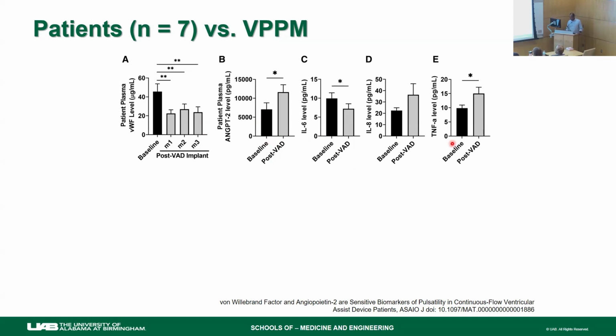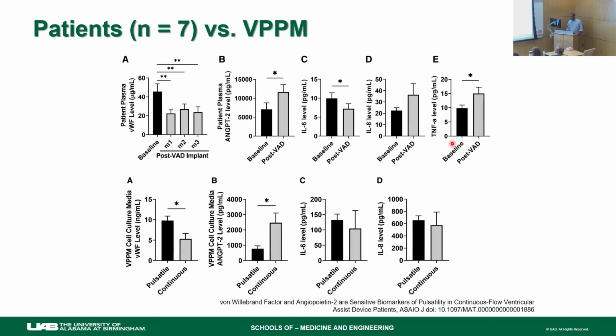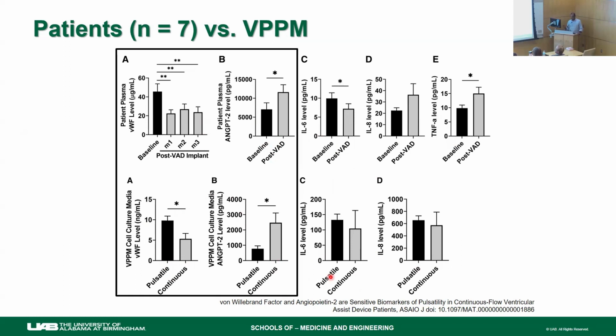So then we compared this to our in vitro model. Within our in vitro model, we were able to show that decrease in the von Willebrand factor production and the elevation in the angiopoietin 2 production, not with any of the others. So we started to focus on these two as markers to potentially evaluate flow modulation protocols in patients.